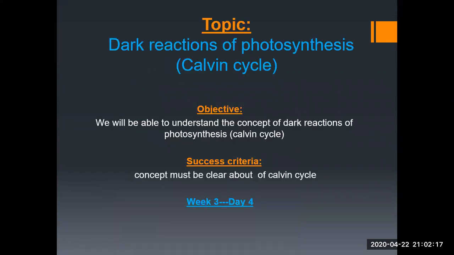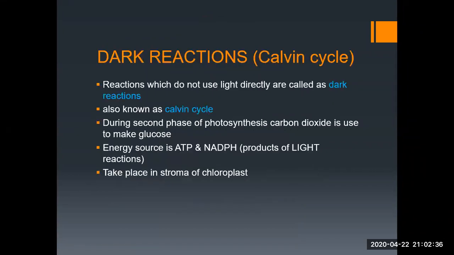Our topic today will be dark reactions of photosynthesis, which is also called Calvin cycle. Objective: we will be able to understand the concept of dark reactions of photosynthesis or Calvin cycle. Success criteria: concepts must be clear about the Calvin cycle. Today is day 4 of week 3rd.